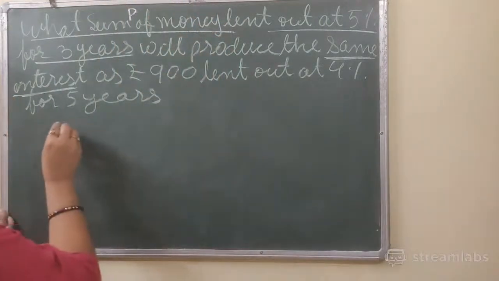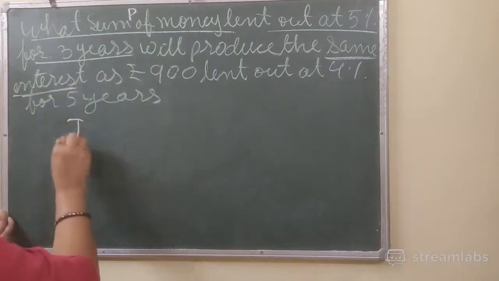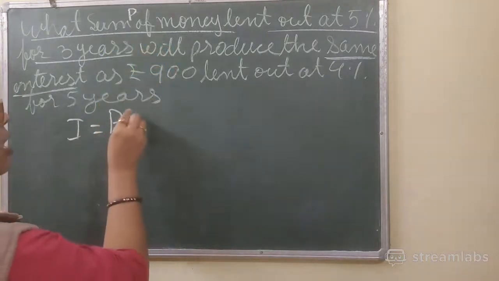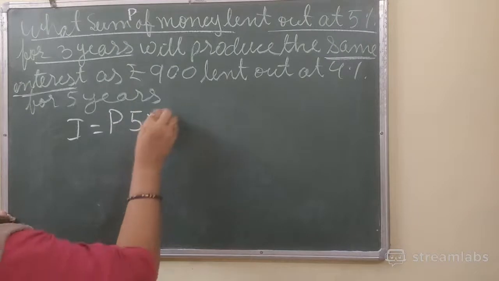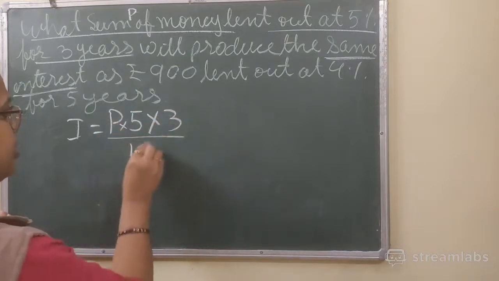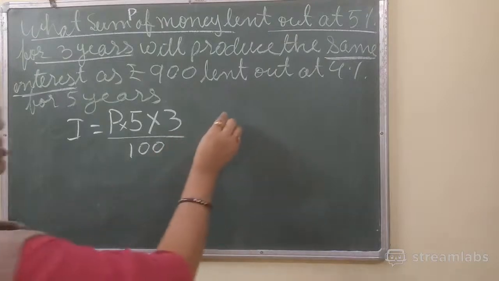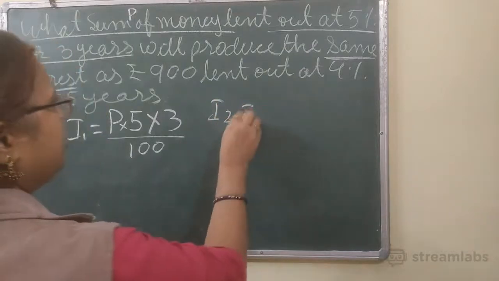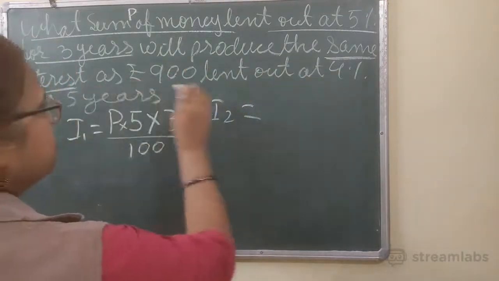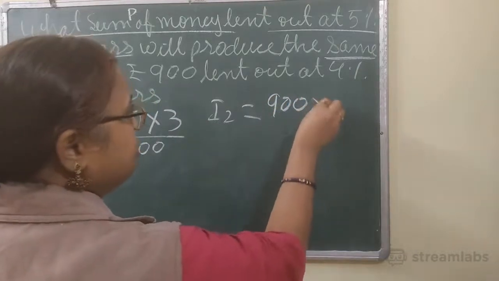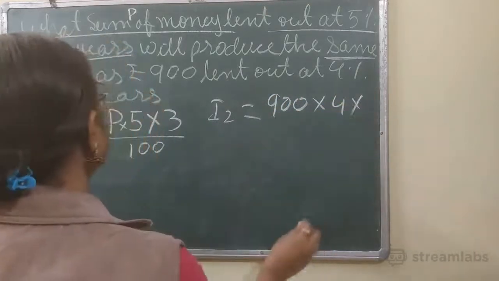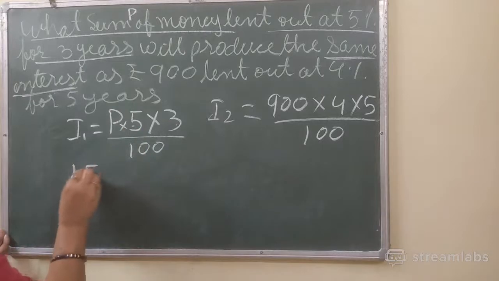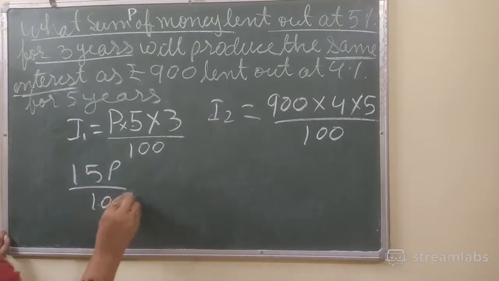Simple interest, we can write I is equal to P into R into T by 100. P is not given in the first part, R is given as 5 and T is given as 3. This is I1. The second part is I2, the same interest as rupees 900. So 900 is the principal, 4 is the rate, and 5 is the time, so I2 is 900 into 4 into 5 by 100.